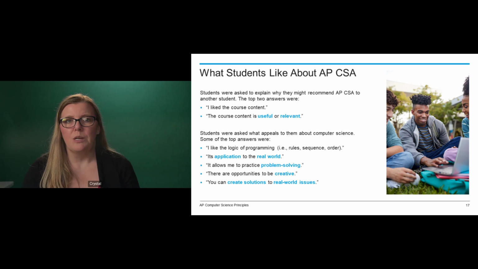And when they're asked what appeals to them about computer science, their top answers are that they like the logic of programming, the rules, the sequence, that it's applicable to the real world, that it allows them to practice problem solving, and that there's an opportunity to be creative and to create solutions to real world issues.